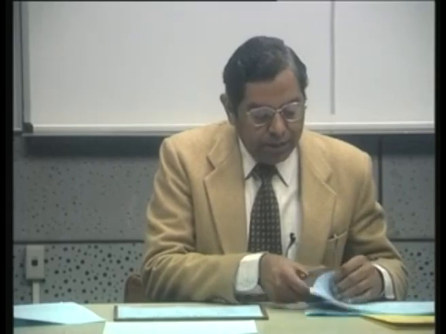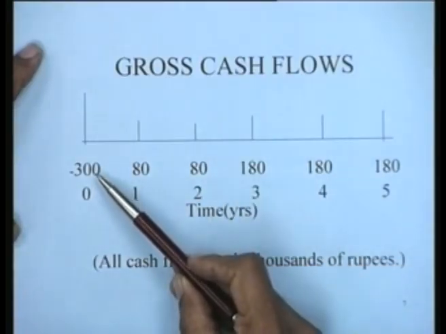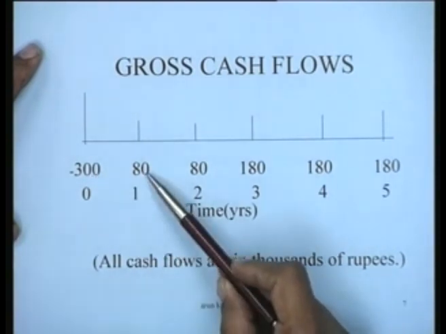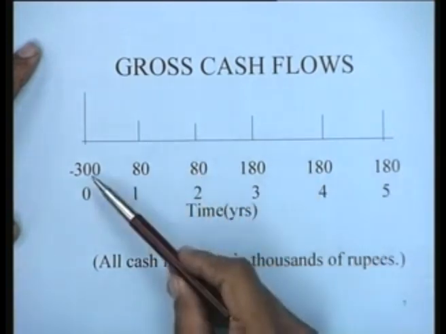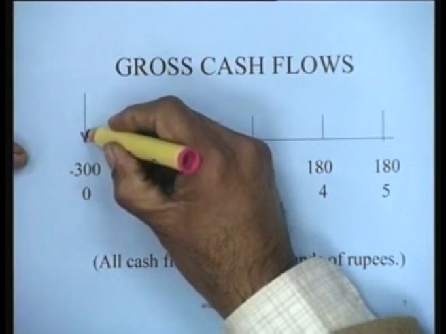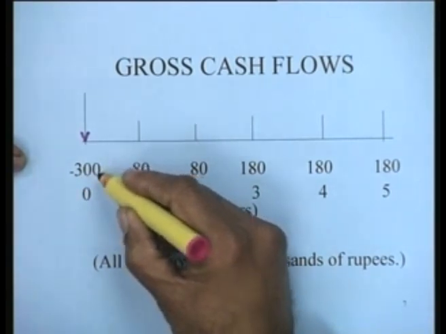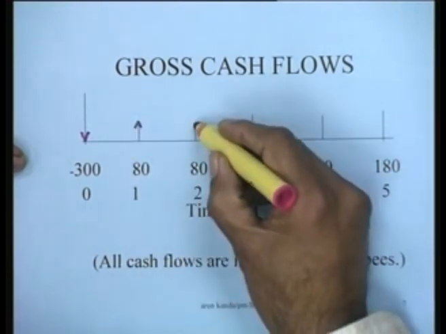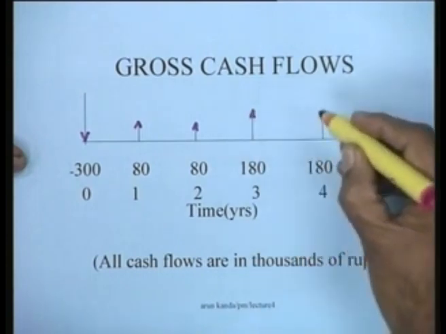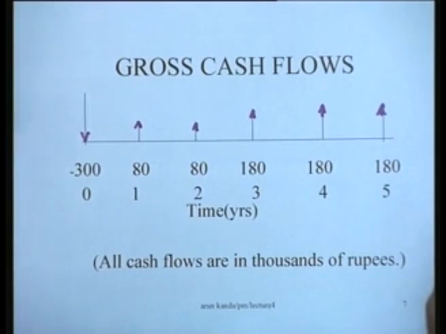Now for this case we can very easily determine the gross cash flows, which means taking the negative sign to represent the costs and the positive sign to represent the net revenues. We find that there is a minus 300 here, showing that there is a cost of 300,000 rupees in the beginning, and then there is a net revenue of 80,000 in the first year, 80,000 in the next year, 180,000 in the next year, 180,000 subsequently, and 180,000 right here. So this is the pattern of cash flows for this particular project, and all these cash flows are indicated in thousands of rupees.